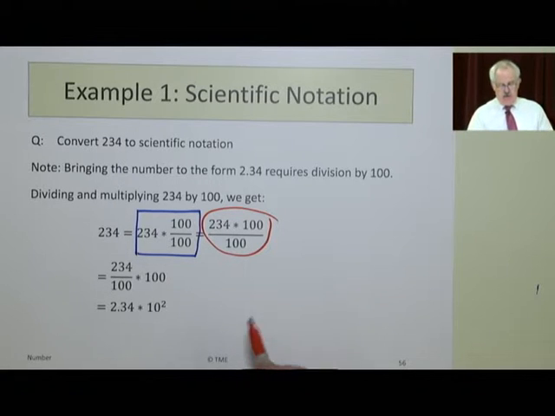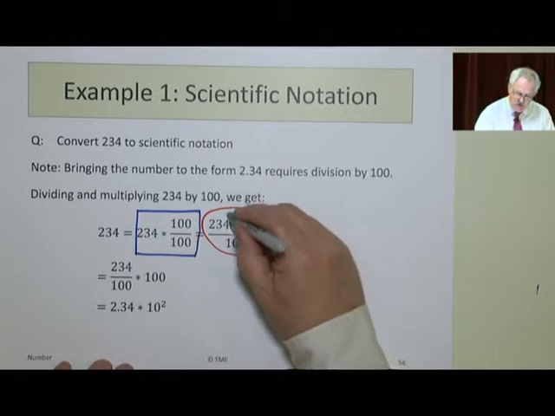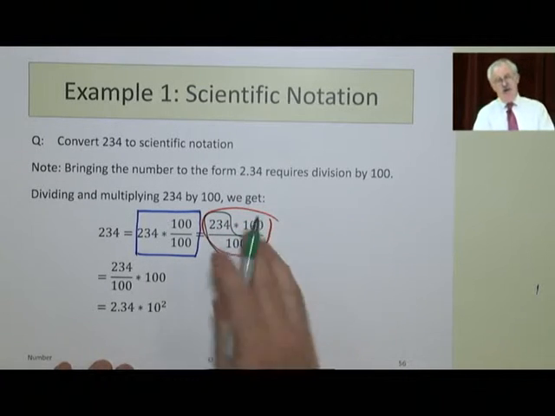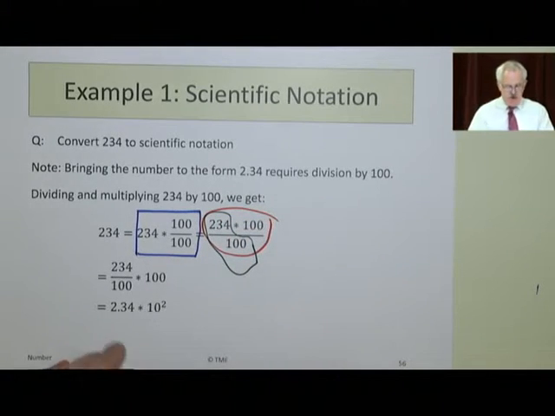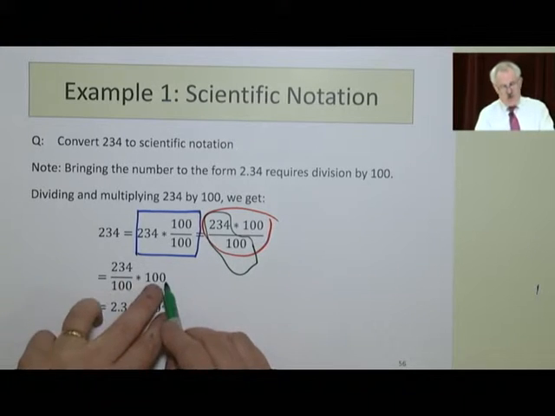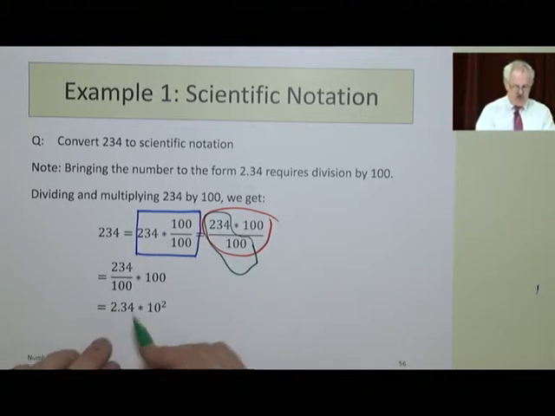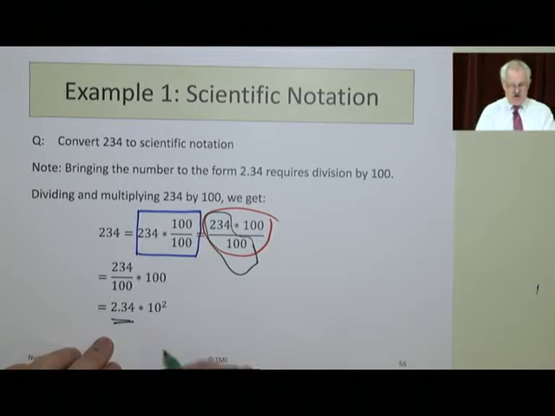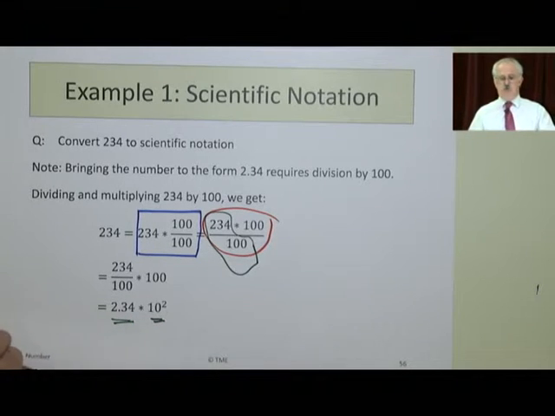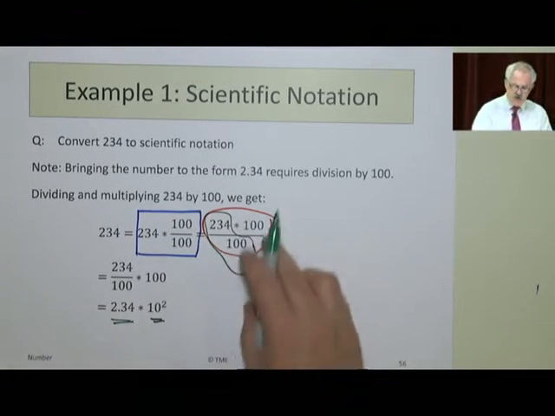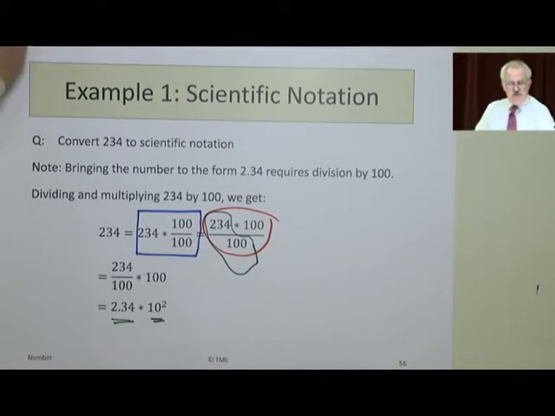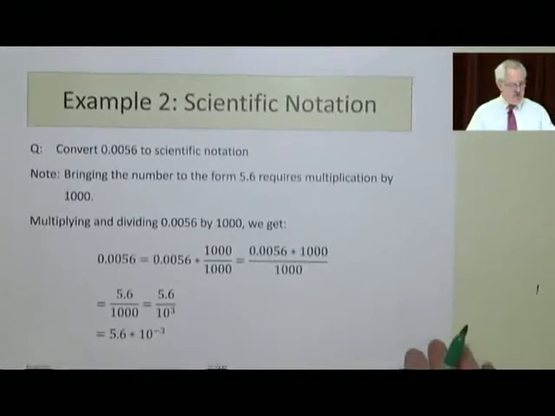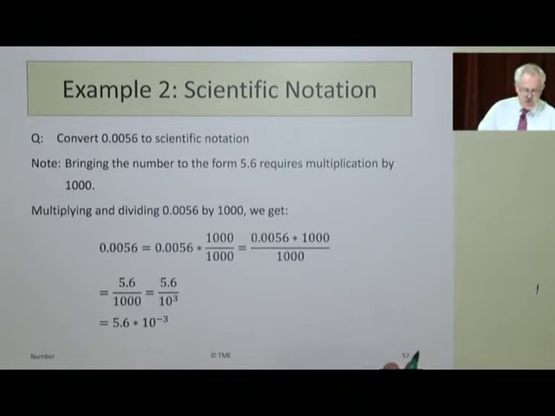But if I'm clever about how I group it, and I use the divide here, and I use the multiply to the right, I get 234 over 100 by 100. The 234 becomes 2.34, and the 100 becomes 10 squared. So it's a question of how I use the 100s. Here's another example, similar approach.